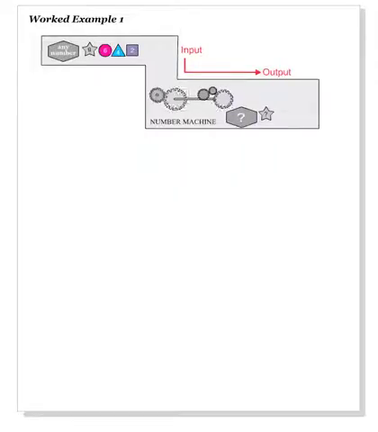Now, have a look at worked example 1. Here we have a diagram which represents some kind of number machine. On the top line, we have a whole lot of numbers which we put into the machine. That is why we call them the input numbers. Something happens inside the machine and out come different numbers.